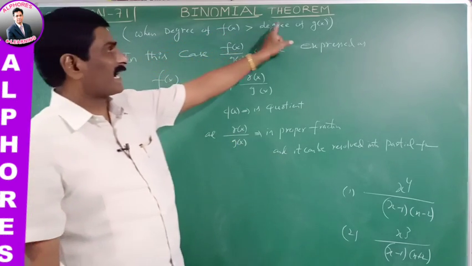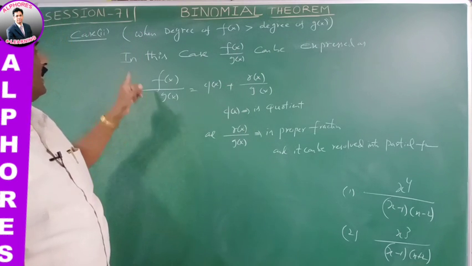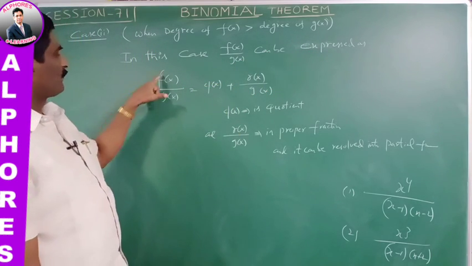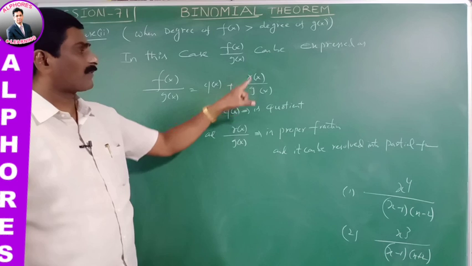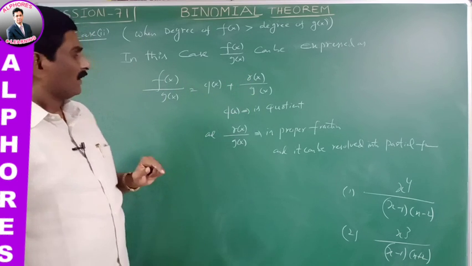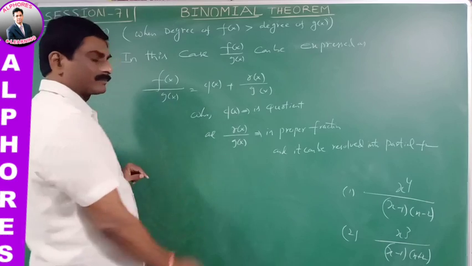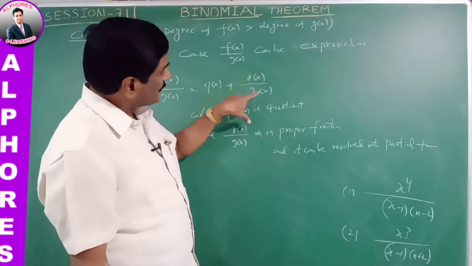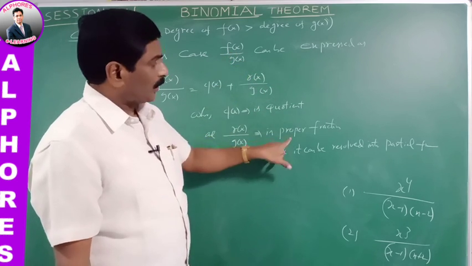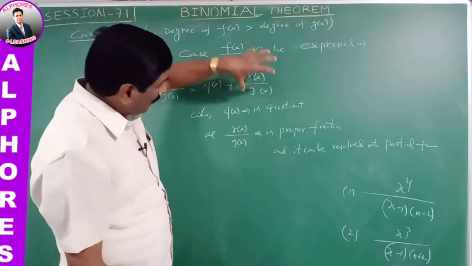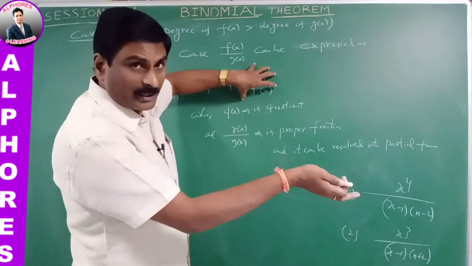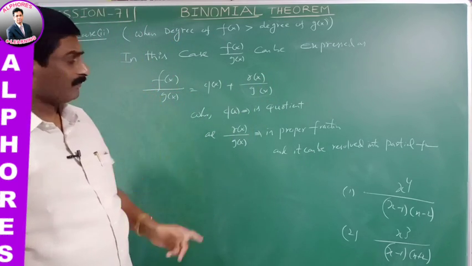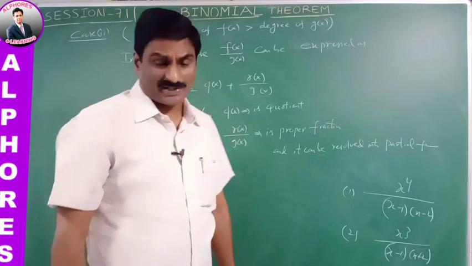When the degree of f of x is greater than the degree of g of x, case 2, f of x by g of x can be expressed as q of x plus r of x by g of x by using the division algorithm, where q of x is the quotient and r of x by g of x is the proper fraction. The degree of r of x is always less than the degree of g of x. So you take this proper fraction separately, resolve it into partial fractions, and add q(x) to it. That is the required partial fractions.